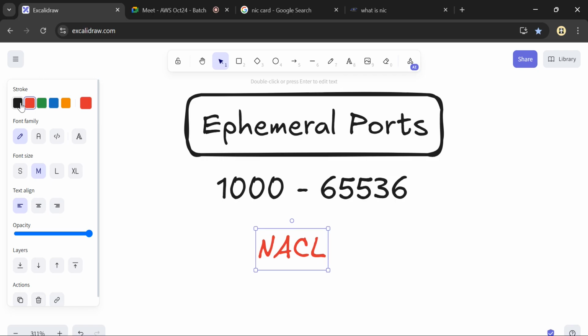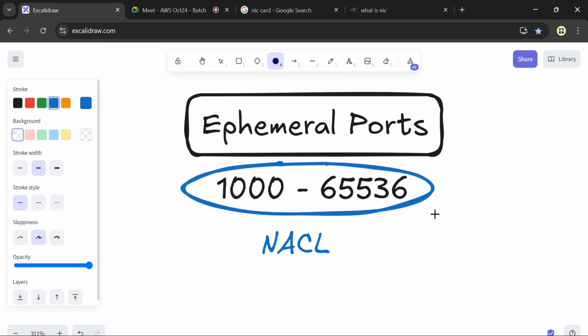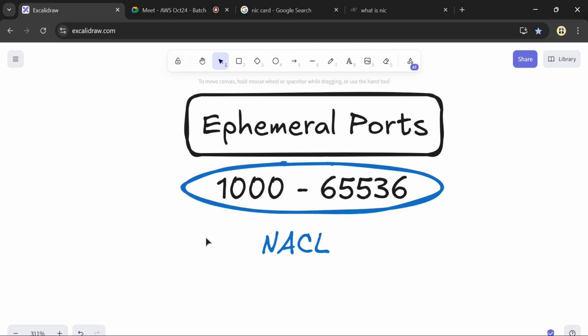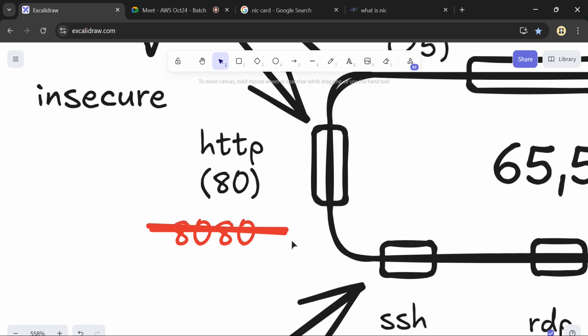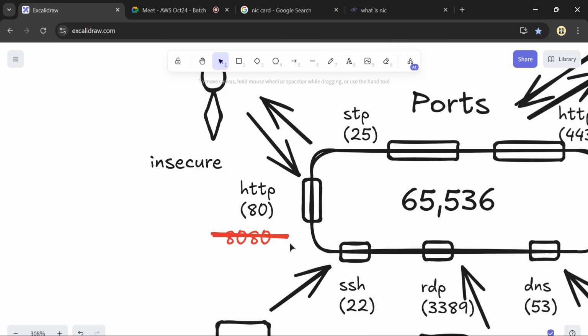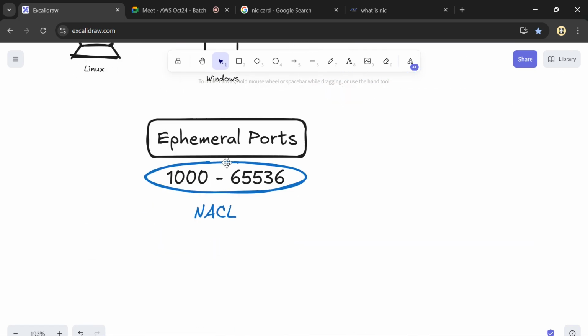But just remember that ephemeral ports we will be using for NACL. We will need to keep these ephemeral ports open at NACL level. If you don't keep this open, then there are high chances that we may not be able to establish the communication. So this is very important. These ports are important from the NACL perspective. Okay, and we need to keep them open so that if any of the ports become unavailable, these ephemeral ports can come into the picture and give us temporary ports for a temporary time period. So this is what we call ephemeral ports.